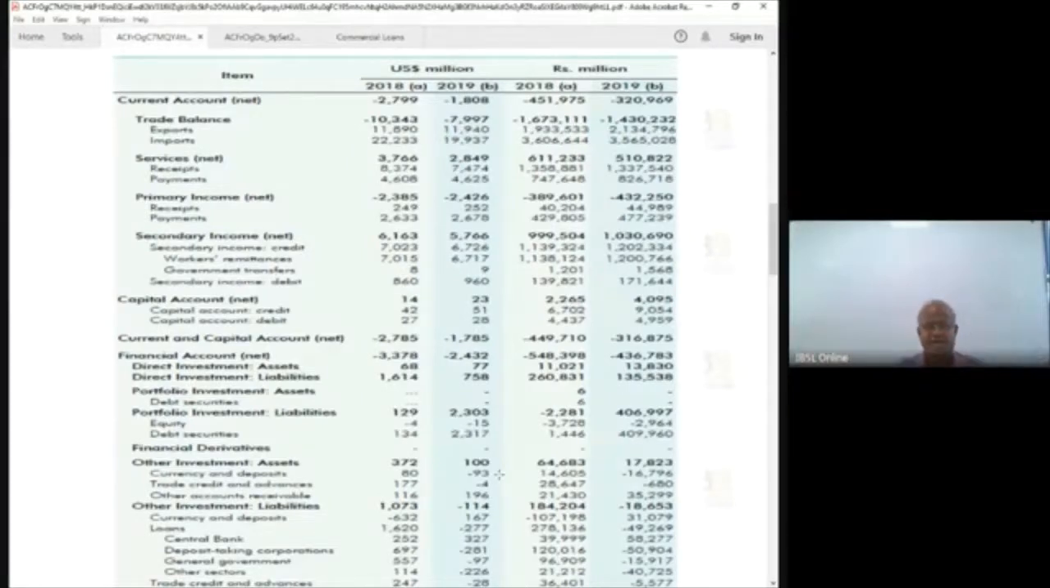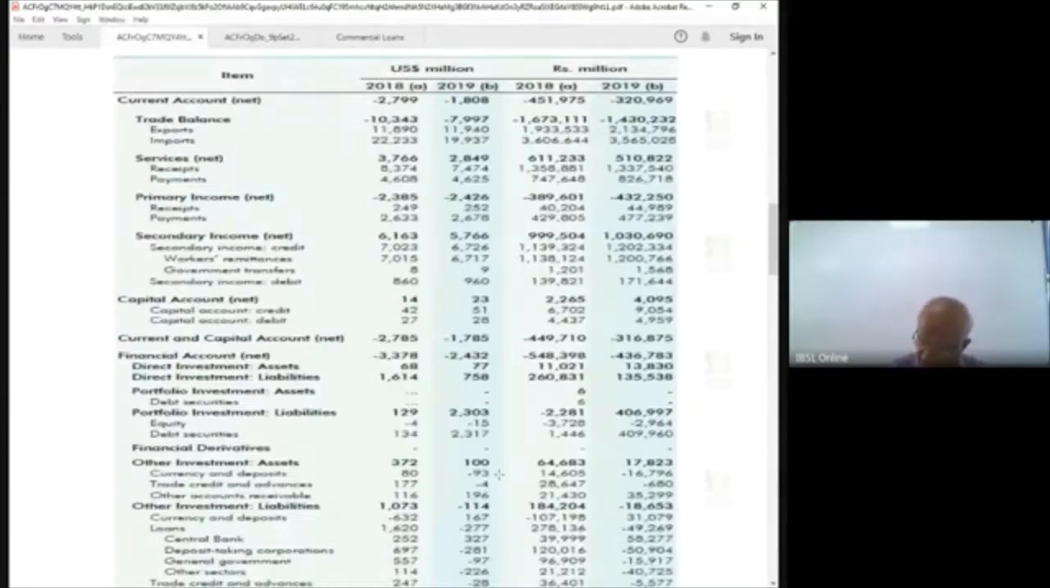Those who are coming to Sri Lanka, when they spend here, their air tickets, their hotel charges, hotel rooms, then they travel in Sri Lanka, lots of expenses. These receipts, tourist receipts, are entered in the service account. Remember, the trade account is only goods. Service account, services.